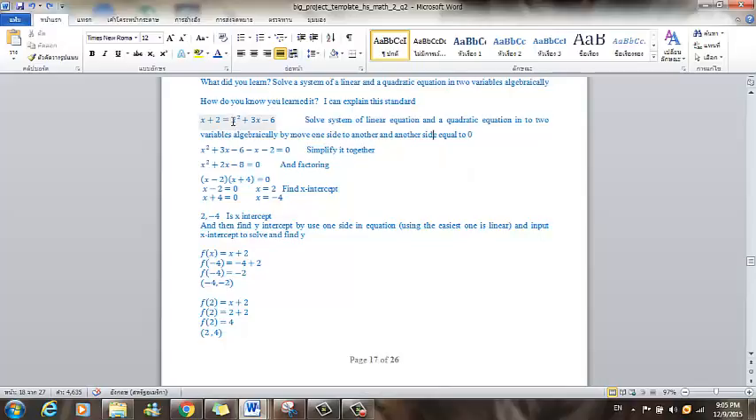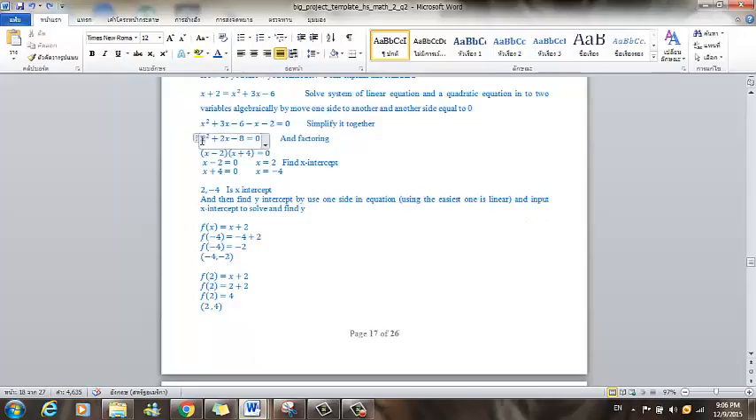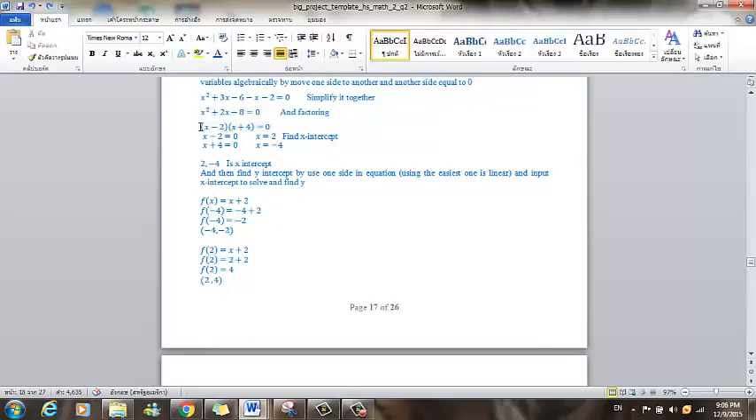Like the easy way, you move the x squared plus 3x minus 6 to the other side. It's gonna be like this. Don't forget to change the sign. So equal to 0, and you simplify together. You're gonna get x squared plus 2x minus 8 equal to 0, and then factorize. When you factorize, it's gonna be like this.